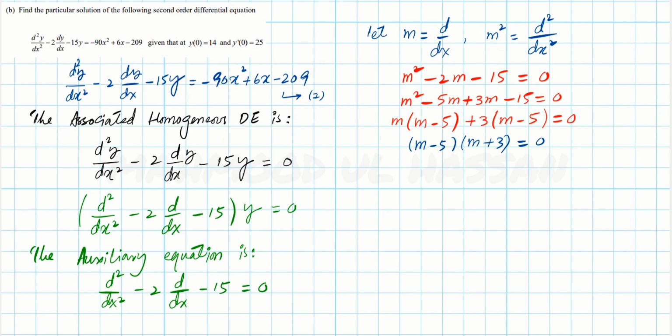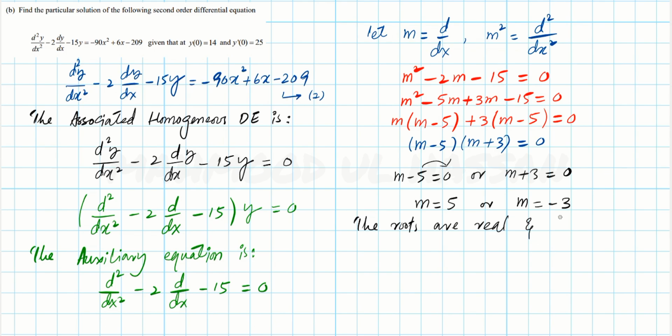By the zero factor property, m minus 5 equals 0 or m plus 3 equals 0. Shifting the minus 5 to the other side, we get m equals 5, or in the second case m equals minus 3. So we got two roots, and the roots are real and also distinct.